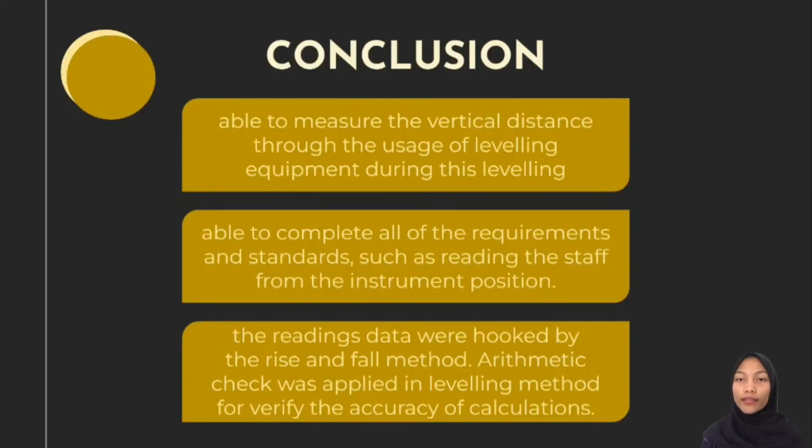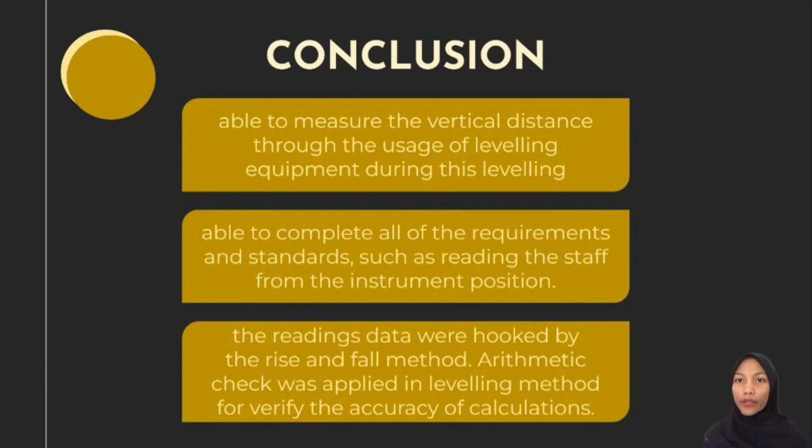In conclusion, we had a great hands-on experience during our fieldwork in the leveling experiment. We were able to measure the vertical distance through the usage of leveling equipment during this leveling fieldwork. In this practical, we were able to complete all of the requirements and standards, such as reading the staff from the instrument position. Throughout the leveling observation practice, we read backsight, intermediate sight, and foresight. The leveling was performed from a known benchmark to an unknown TBM and then reverted to the known BM. Then we calculated the transfer level from BM to TBM and then computed the level back to BM to ensure that our data is valid.